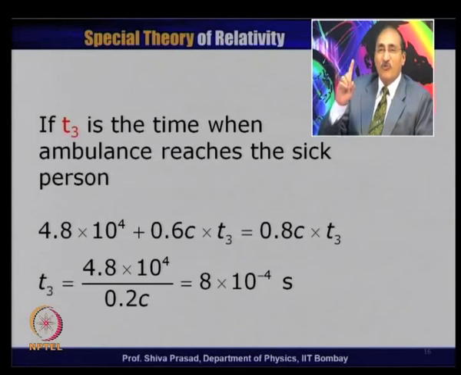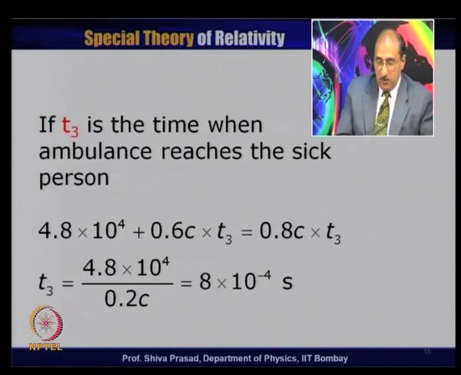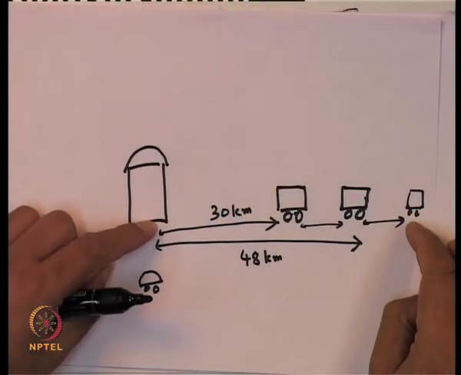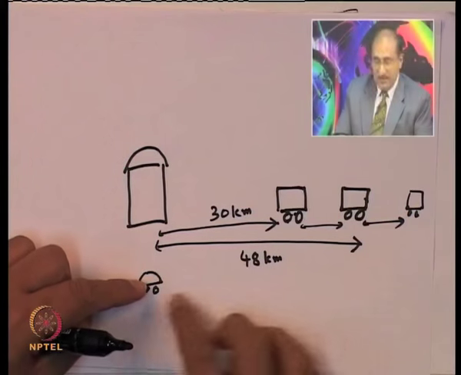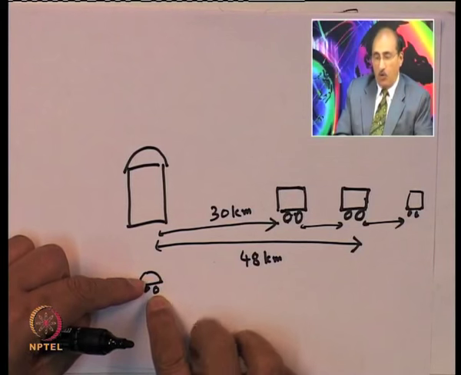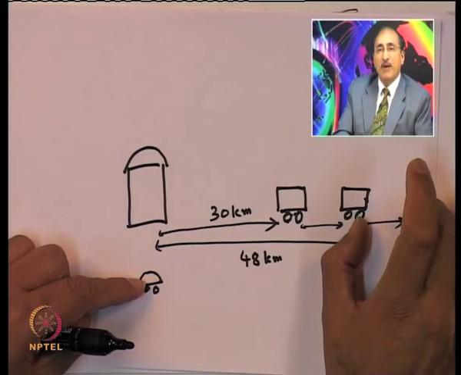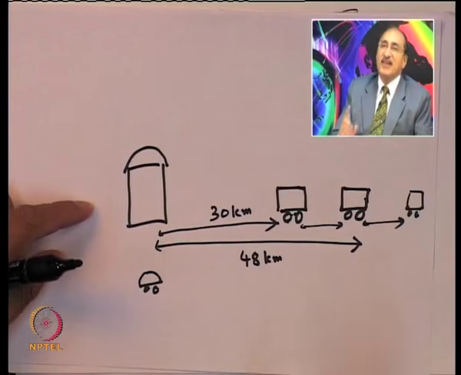So, this is the time for event number 3, because this is the time when the person is actually caught by the ambulance. So, that is why I have written this as T3. This is the time for the third event, which takes place at time 8 into 10 to the power minus 4 second. Now, if I have to find out the x coordinate, if I have to find out this particular distance from the origin, this will be just T3 multiplied by this speed, or 48 plus 0.6 c multiplied by T3. So, either method will give me the coordinate x3.